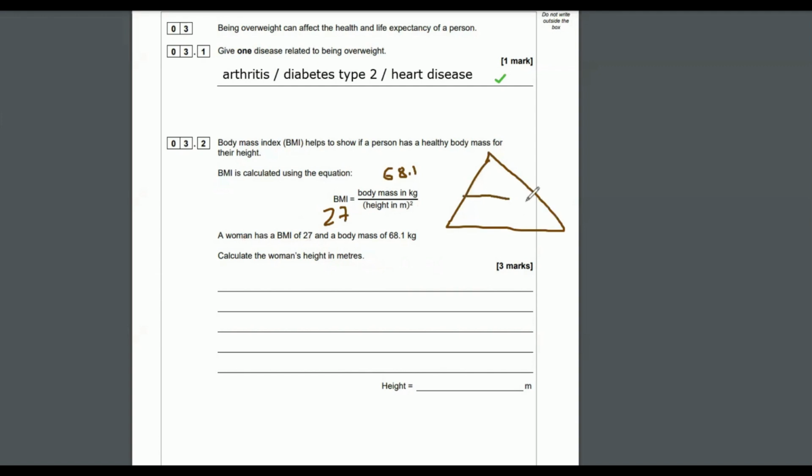I've already talked about that. This line means divide. And what we're going to do here is body mass is above the line. So I'm going to write my body mass here, which was 68.1. I'm going to put BMI underneath and one more thing underneath, and that is the height in meters squared. So if I want to find out the height, I'm going to do the body mass divided by the BMI, and that's going to give me the height squared. So the body mass is 68.1. I'm going to divide that by 27, and that's going to give me the height squared.